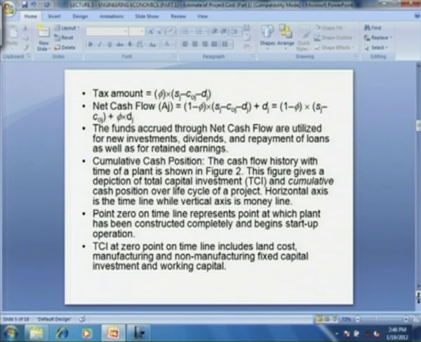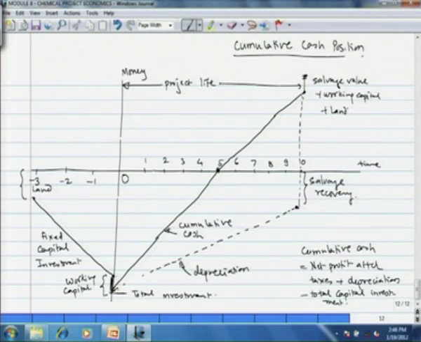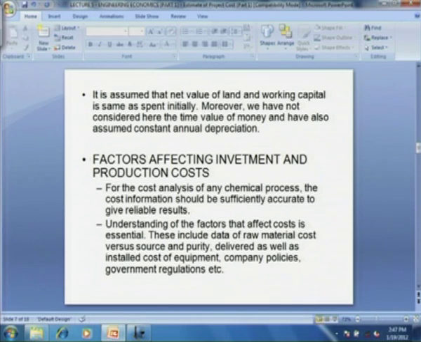Now, how do you relate the relative profitability of the process? The earlier this cumulative cash line crosses the y equal to 0 line, the better. For example, if you have a process which is like this, then it is more profitable than the other initial process, because here the cash accruals are high, therefore the money grows very rapidly in time. Let us see some factors that affect the investment and the production cost.